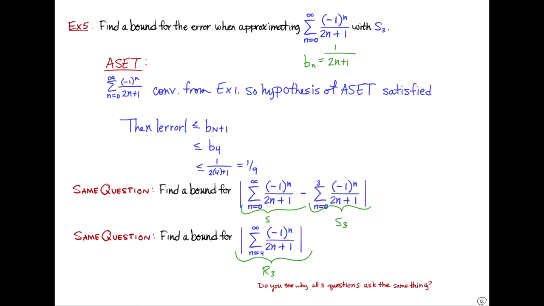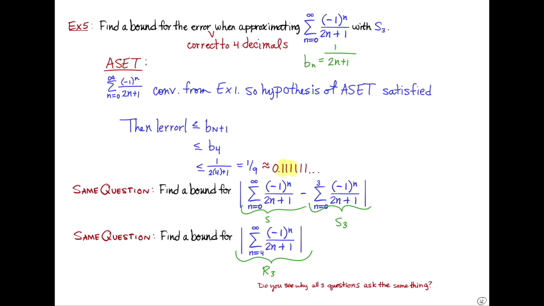I want to mention one more thing before we move on. What if the problem instead had said find a bound for the error correct to, let's say, 4 decimals? How would that affect our answer? 1/9 is equal to 0.111111, and it continues. So if we want 4 decimal places, that would be the first 4 ones here.